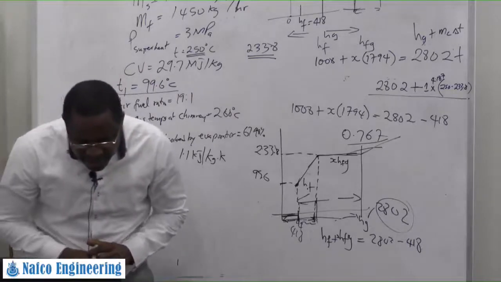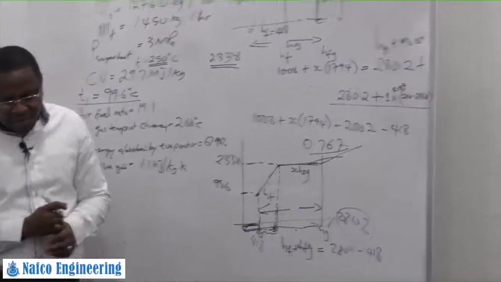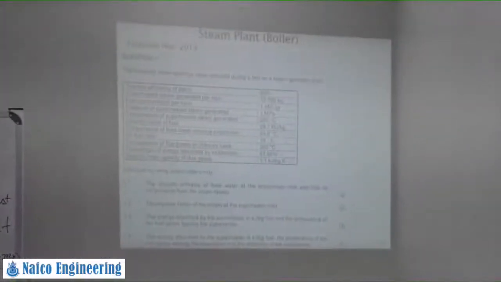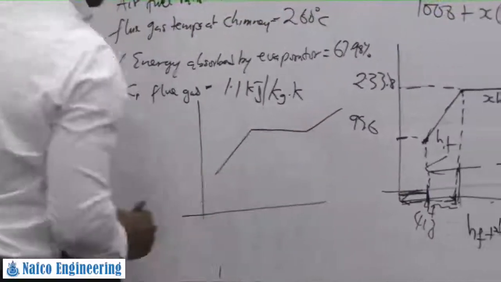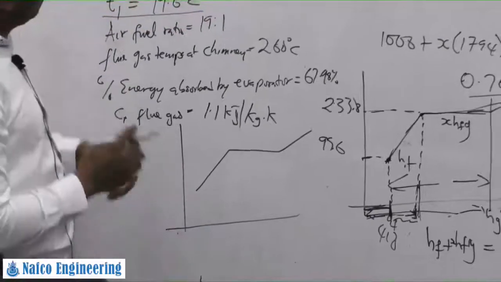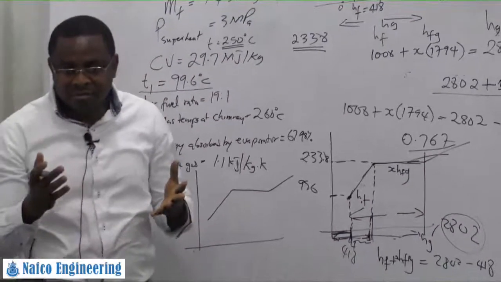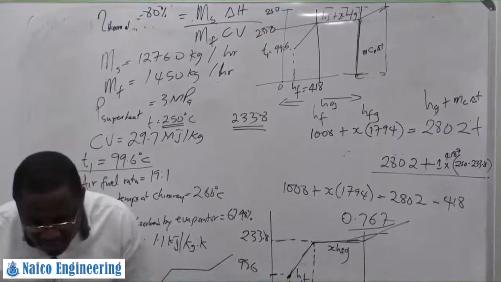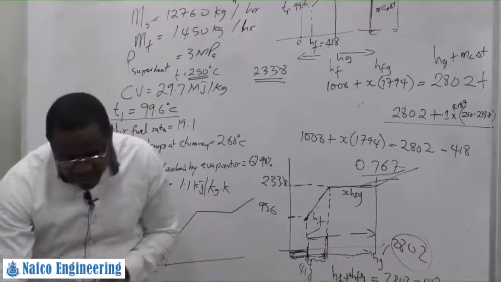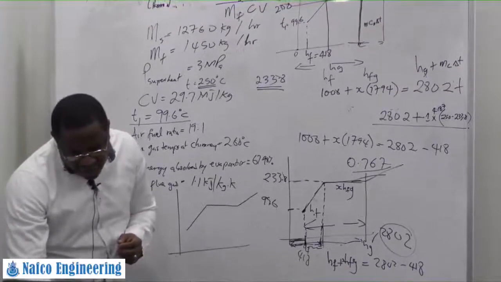All right. Now, the next thing again is the energy absorbed by the economizer in kilograms and the temperature of the flue gas leaving the superheater. Let me sketch that. So we have this. We'll have that. Now, what is the temperature of the gas leaving the superheater? 260. Okay. 260. It's 260. Is it? How do you get 260? The temperature of the flue gas leaving the superheater is given to you already, right? 260. And then the energy absorbed by the economizer.